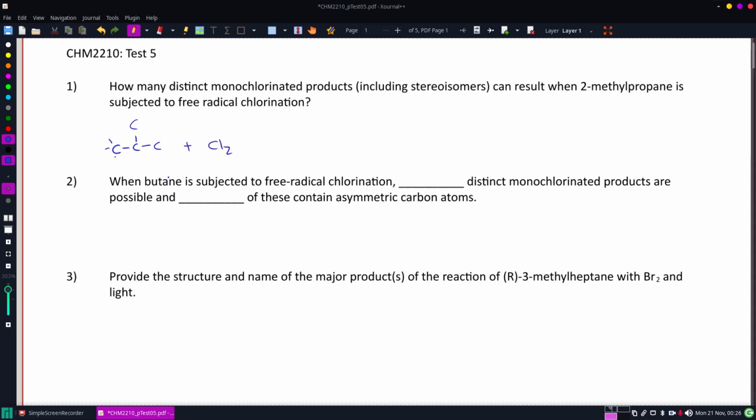Alright, so these end locations each have 3 hydrogens. So does this one. Any one of those hydrogens can be replaced, and we get just a single product because that has no stereocenters. Or we can replace that middle location and get a second product. So yeah, there's only 2 monochlorinated products.